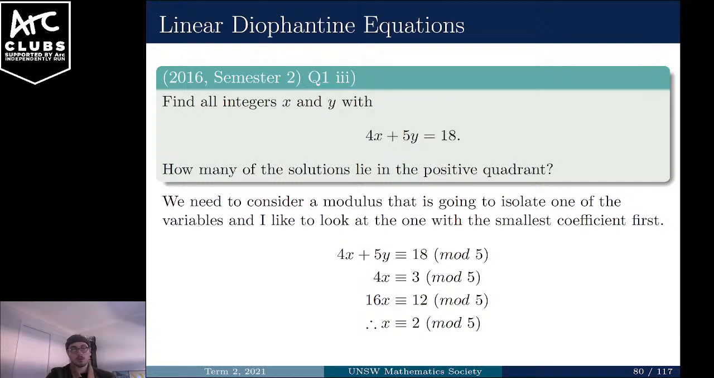Okay, so we're going to consider everything mod 5. That means that this term is going to be congruent to 0, and then we say this side is congruent to 3. So now we need to multiply both sides.